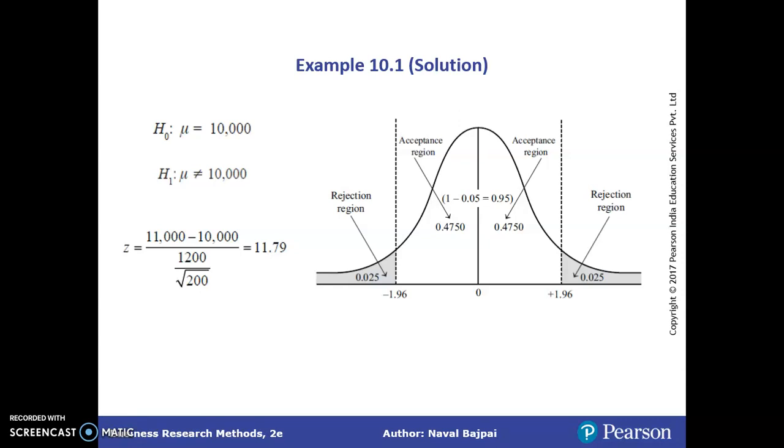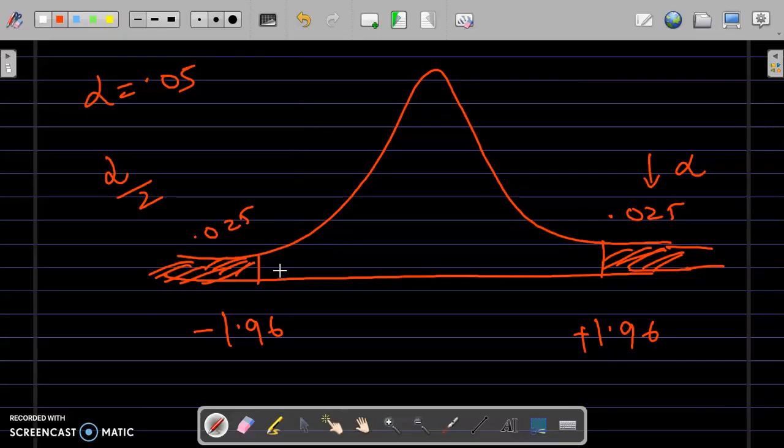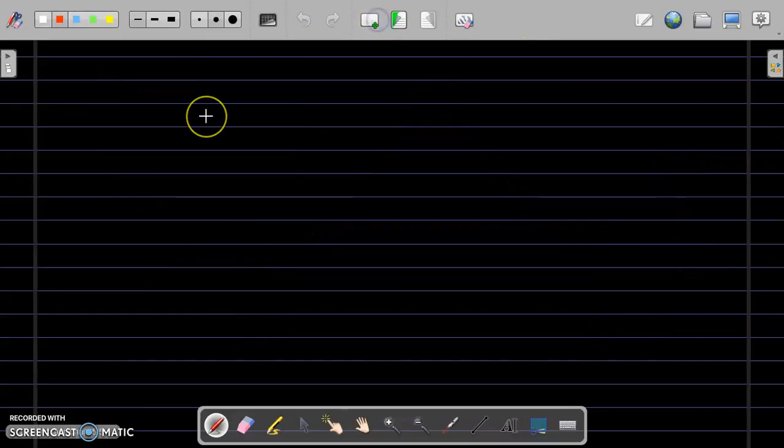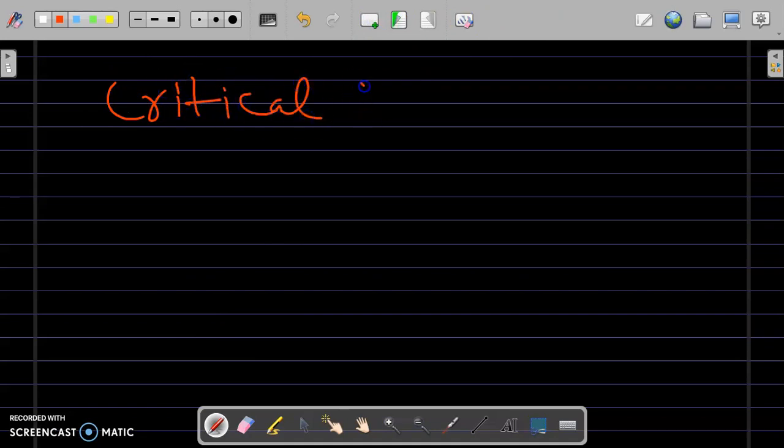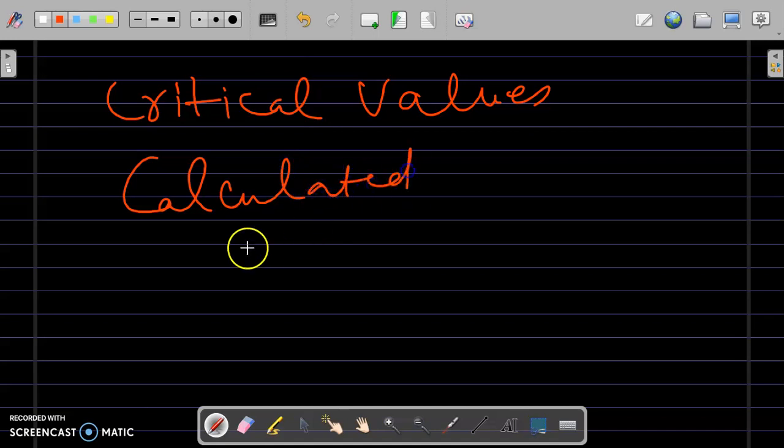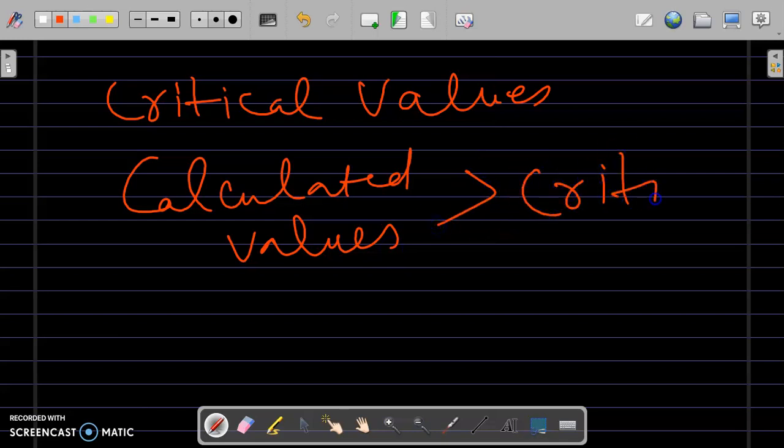So in a nutshell, let me summarize what we are looking for in both approaches. For the critical value approach, when we use critical values, we seek that the calculated value should be greater than the critical value. This is using the critical value approach.